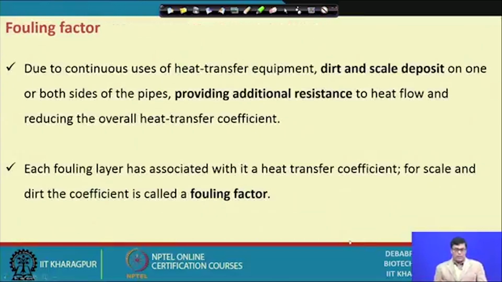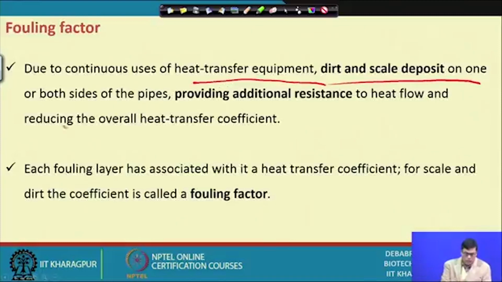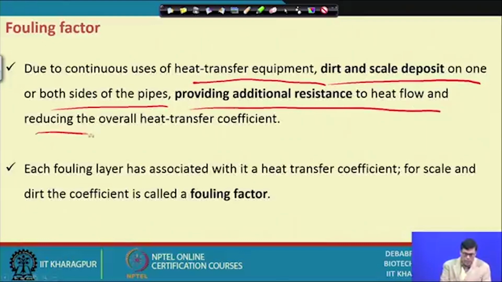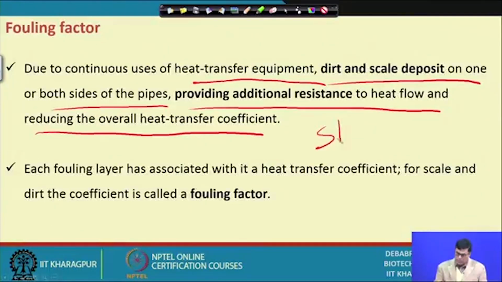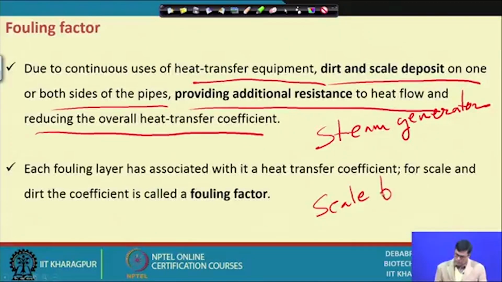Fouling factor is another important thing that we have in heat transfer. Due to the continuous use of heat transfer equipment, dirt and scale deposit on one or both sides of the pipe, providing additional resistance to the heat flow and reducing the overall heat transfer coefficient. Now, I can take the example of the steam generator. In the case of a steam generator, the major problem is scale formation in boiler tubes.